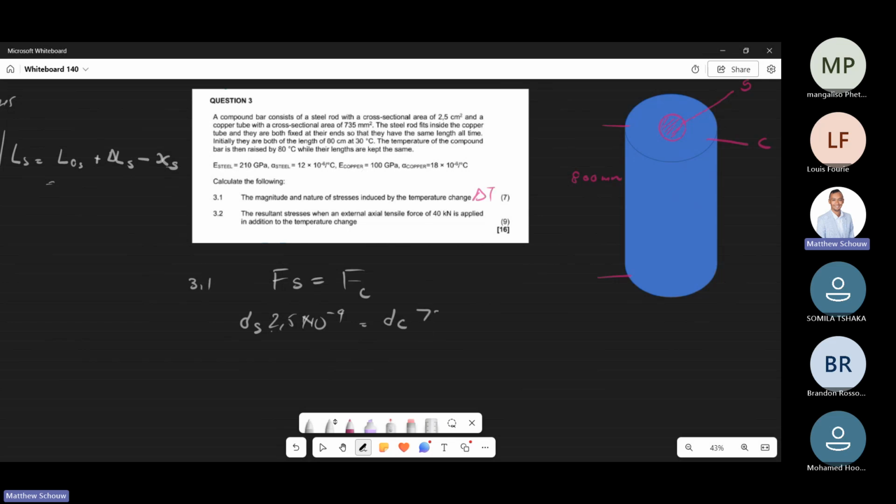So 735 times 10 to the negative 6. I'll just give you a quick hint. If you have centimeter squared, it's times 10 to the negative 4. If you have millimeter squared, it's times 10 to the negative 6 to get it in meters.